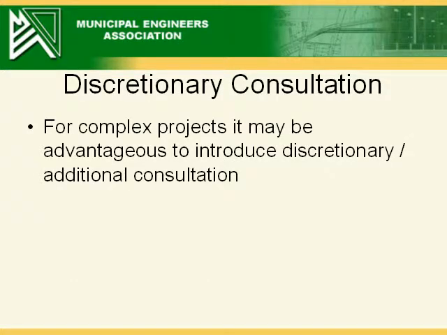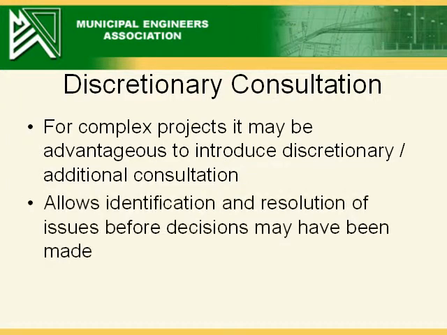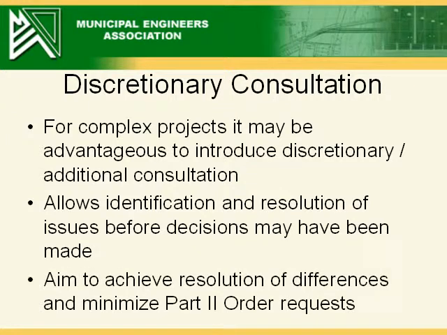For complex projects which are expected to generate considerable public interest or controversy, the proponent may find it advantageous to introduce discretionary and/or additional consultation. Additional consultation can allow for identification and resolution of issues before decisions may have been made. One of the principal aims of consultation is to achieve resolution of different points of view, thus reducing or avoiding controversy, and ultimately avoiding the use of the provision to require a project to comply with Part 2 of the EA Act.